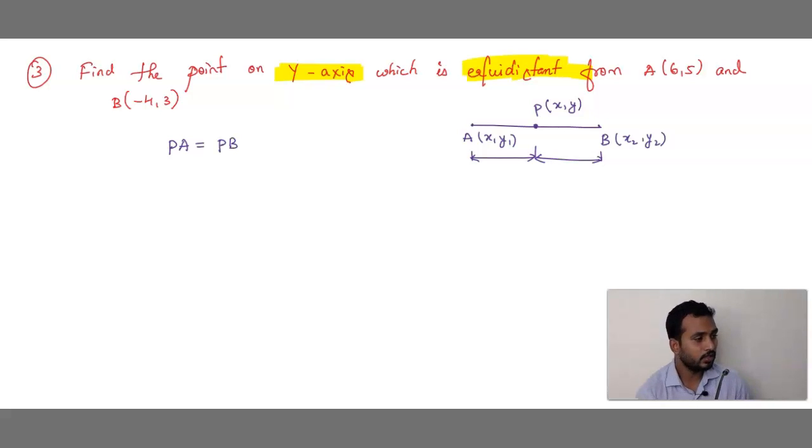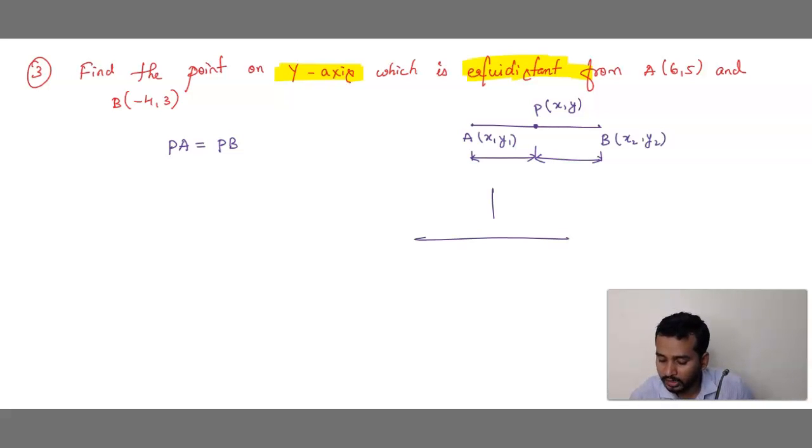Is this clear? He has given the condition, from P to A, whatever the distance is, the same distance is there from P to B. So PA is equal to PB. Based on this condition, find the point on y-axis.